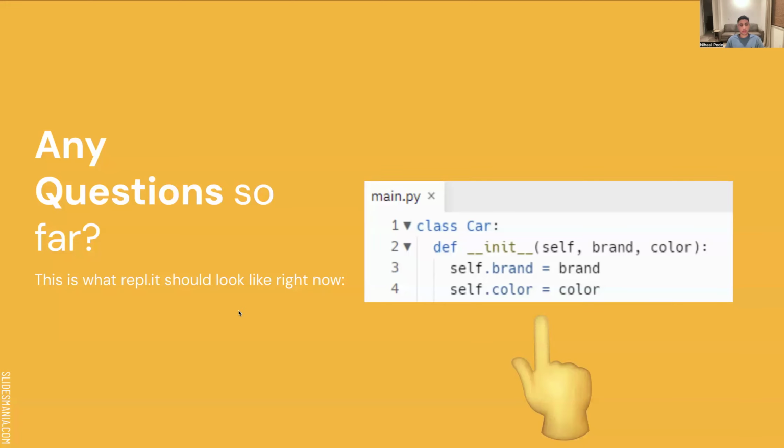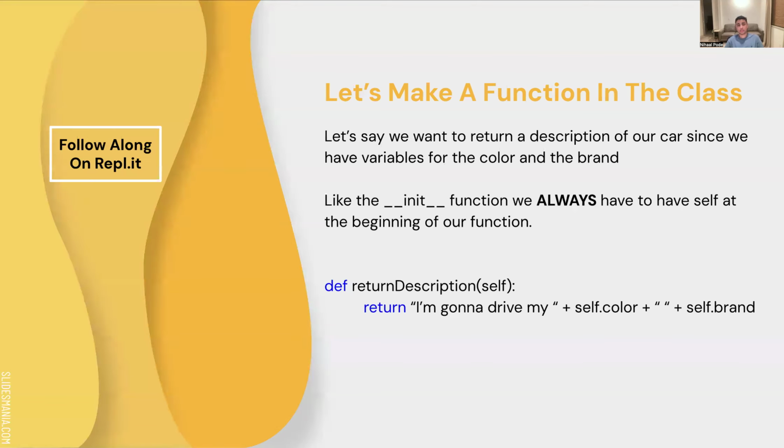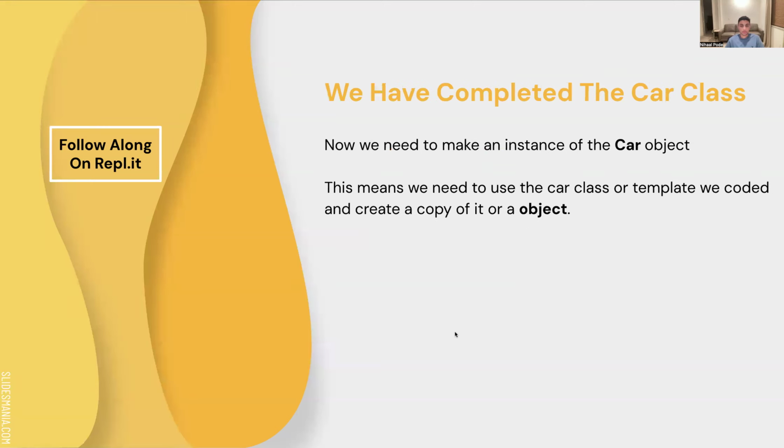Alright, let's continue. Let's make a function in the class. Let's say we want to return a description of our car, since we have variables for the color and the brand. Like the init function, we always have to have self at the beginning of a function. So as you can see here, we have self, and we also have a return: "I'm going to drive my" plus self.color plus space plus self.brand. So now with this, you have completed the Car class.